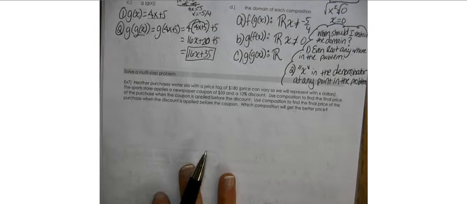Please be careful and make sure that you study this very, very much. And pay attention whenever you're doing your homework. We have one more problem and then we are finished with this lesson. So it says Heather purchases water skis with a price tag of $180, but we're not going to work with that $180 quite yet. So since price can vary, we will represent it with X dollars to start this problem, and then we'll go back to working with the 180.